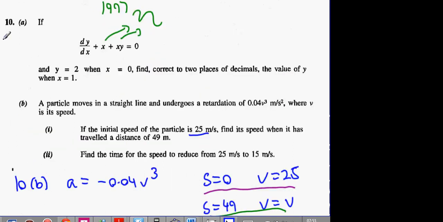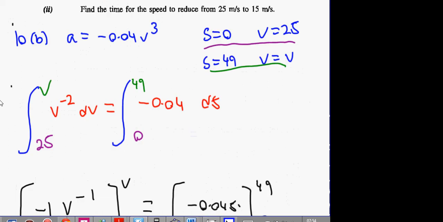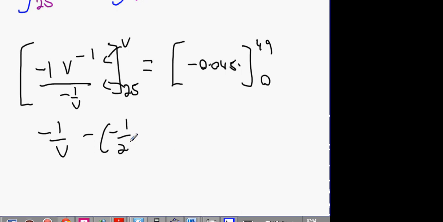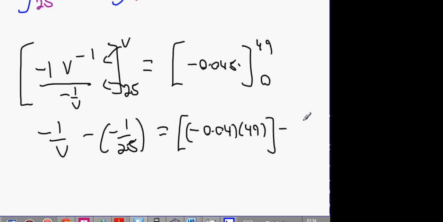Okay, just reread the question again. I want to find its speed, so I'm just going to find its speed here. So what I'm going to get is, when I integrate this, it's going to be minus 1 over V, because that's what this is. And when you put the first limit in, followed by the second limit, it's going to be minus 1 over 25. And then on the other side, we're going to have 0.04 s. So 0.04 times 49 and then the second one is 0, so that's going to be basically minus 0 for the second one.